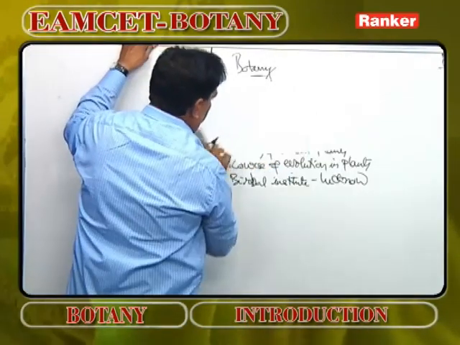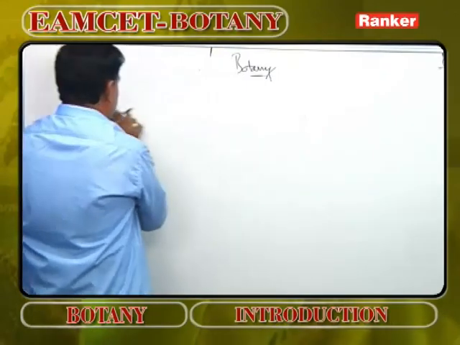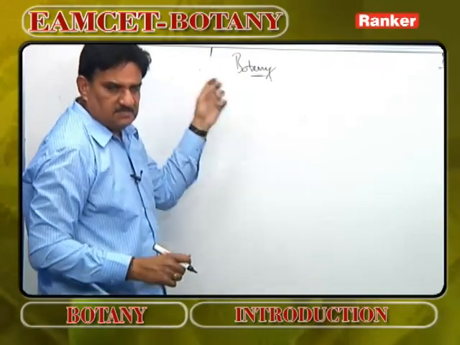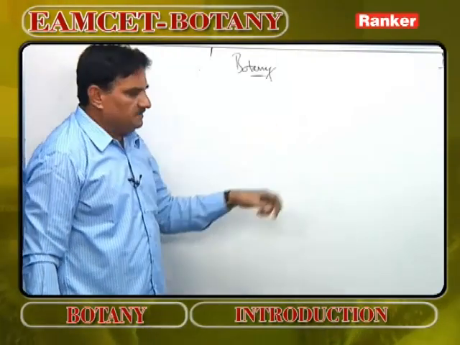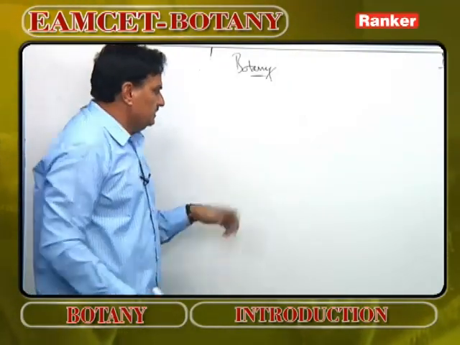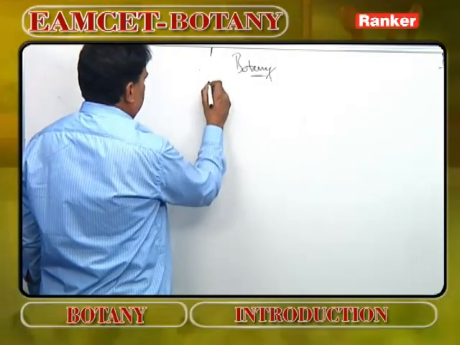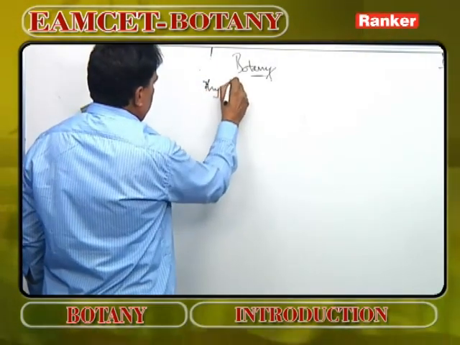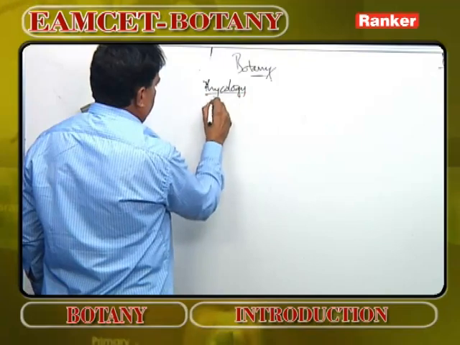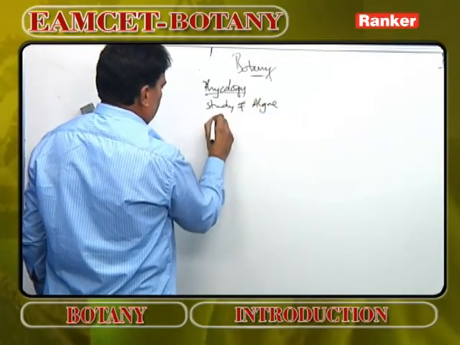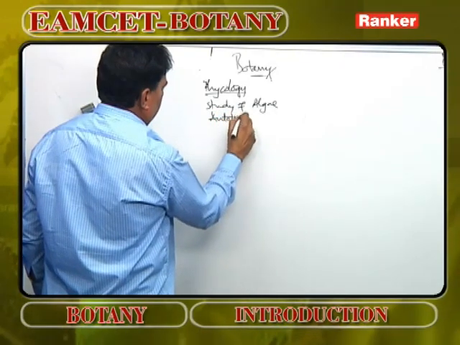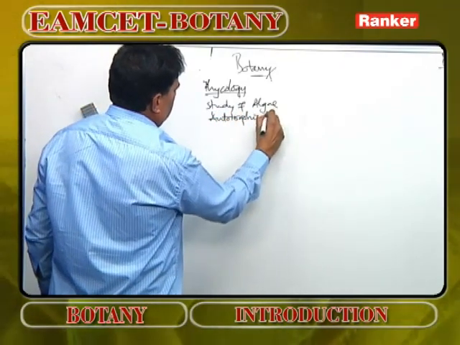Then plant pathology. Plant pathology deals with the study of cause, control, spread, and many other aspects of diseases. There are many branches like this, and there are some basic branches like phycology. Phycology means the study of algae. Algae are also called autotrophic thallophytes. So the study of autotrophic thallophytes is phycology.